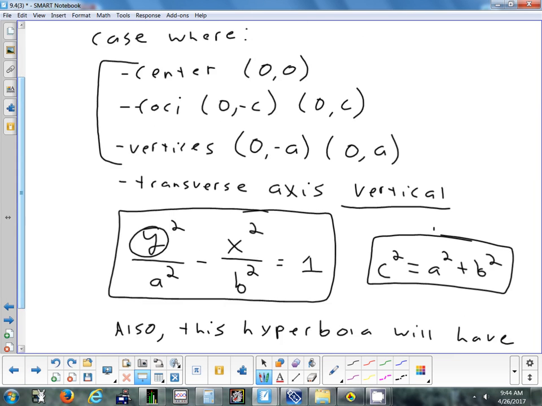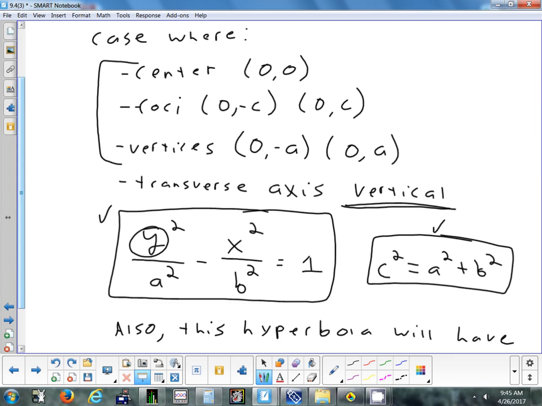This equation is exactly the same. C squared equals A squared plus B squared. Only difference between what's in this box and what we had before, X and Y switch places. A and B do not. So if you make the Y positive, now the Y is the vertical. So you just made your transverse axis vertical. So now the foci will be above and below the center, and the vertices will be above and below. Everything's going to be vertical, not horizontal.